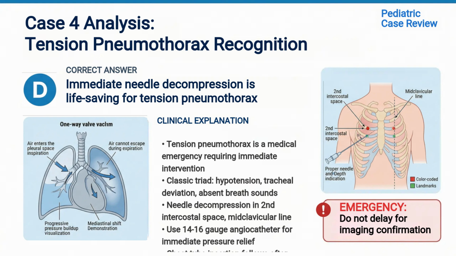The classic triad is hypotension, tracheal deviation away from the affected side, and absent breath sounds. Jugular venous distension indicates impaired venous return due to mediastinal compression. Needle decompression must be performed immediately at the second intercostal space, midclavicular line, using a 14 to 16 gauge angiocatheter. Do not delay for imaging confirmation.